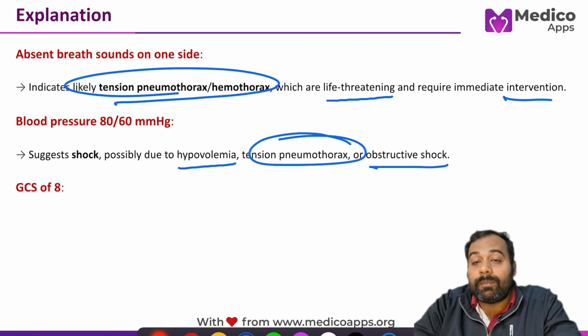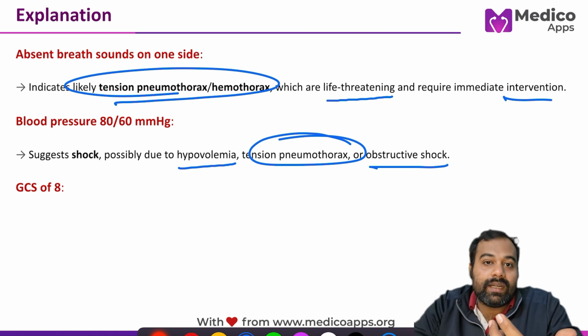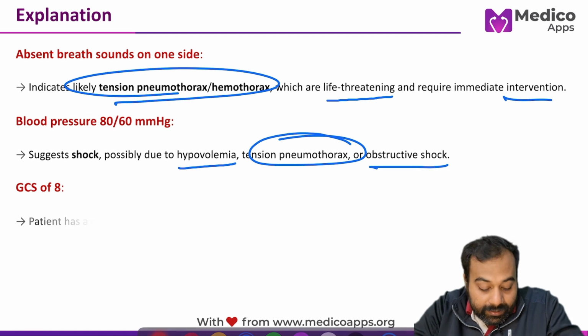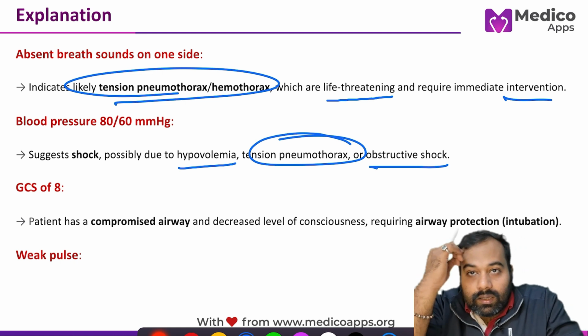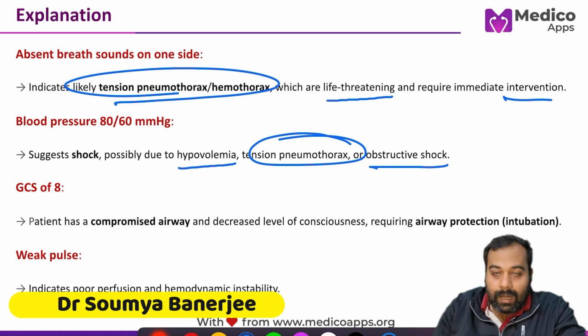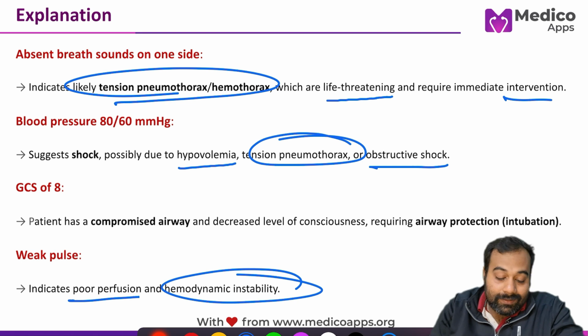Then we have a GCS of 8. So what does it mean? A GCS of 8 means the patient is unable to control or protect their airway on their own. That's why we have to take some necessary action or intervention so that the patient is able to protect their airway, right? These are the important parameters given in this question. Now the next is the weak pulse, which indicates poor perfusion as well as hemodynamic instability.